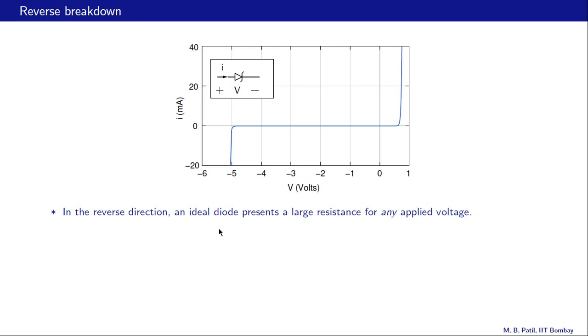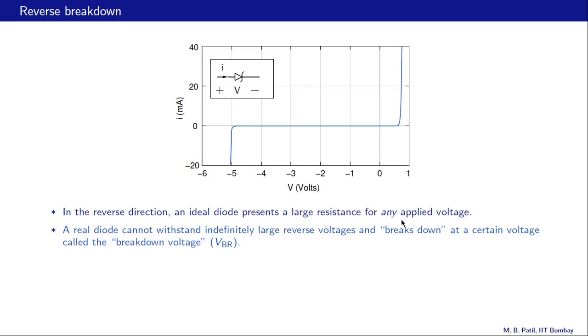Let us now look at the IV curve of a real diode, and in particular we want to look at the reverse bias region, that means with applied voltage less than 0 volts. In the reverse direction, an ideal diode presents a large resistance for any applied voltage, ideally infinite resistance, and that is indeed what we have assumed so far in all our examples. This is the assumption that we have made.